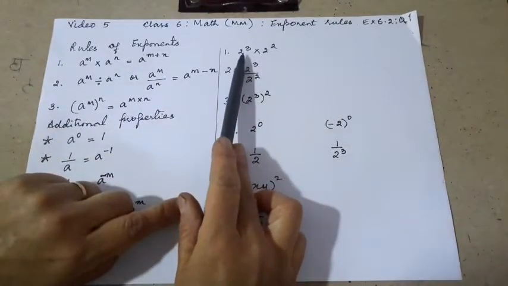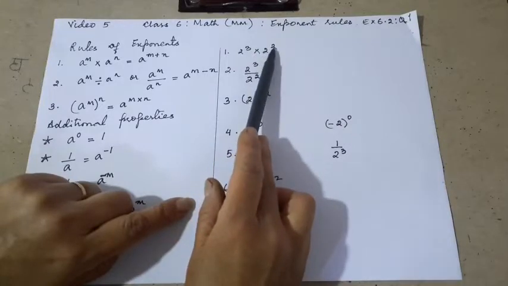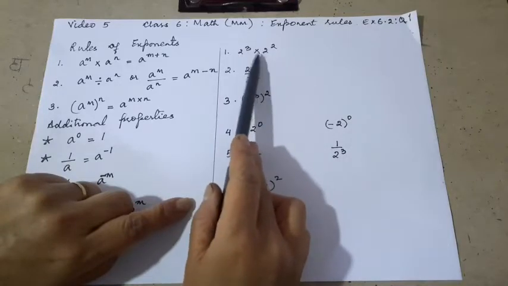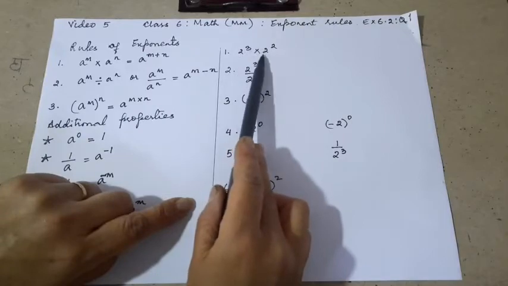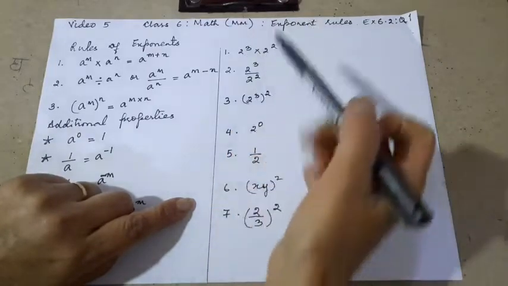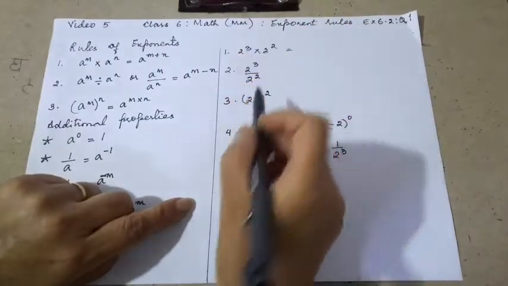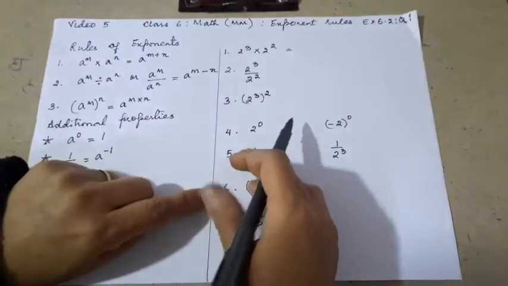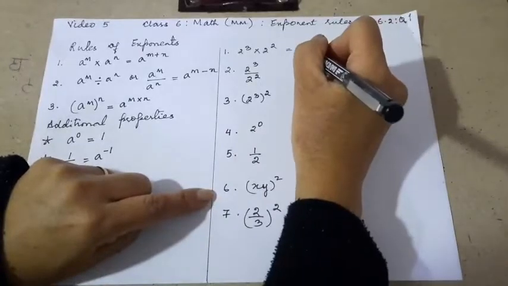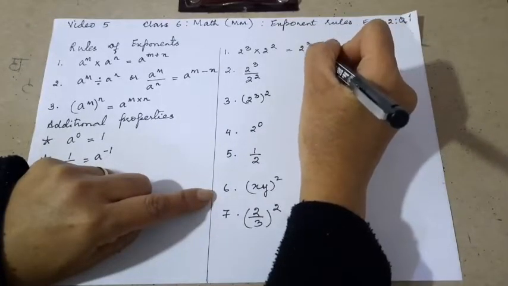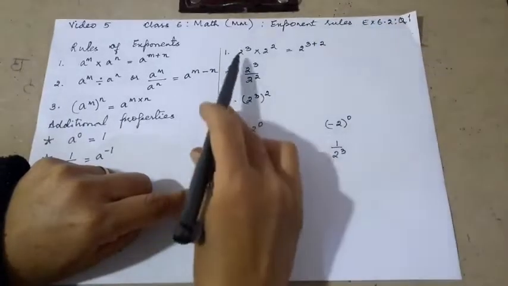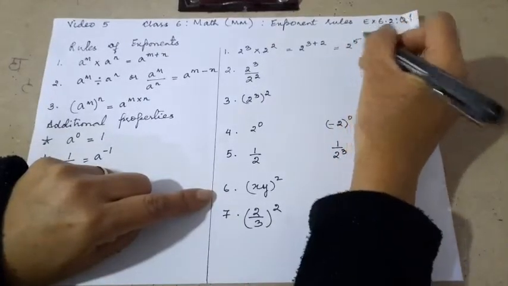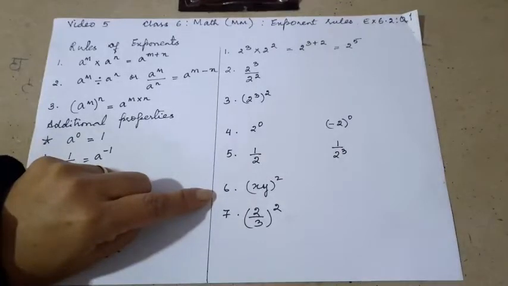For example, look at this example. 2 to the power 3 into 2 square. 2 cube into 2 square. See, the bases are same. The bases are both 2. When the bases are same, we should add the power. So here also the bases are same, we are going to add the power. So 2 cube into 2 square, we can write it as 2 to the power 3 plus 2. So if we add the power, 3 plus 2 is 5. So our answer is 2 to the power 5.